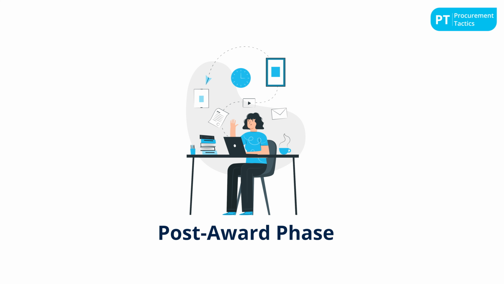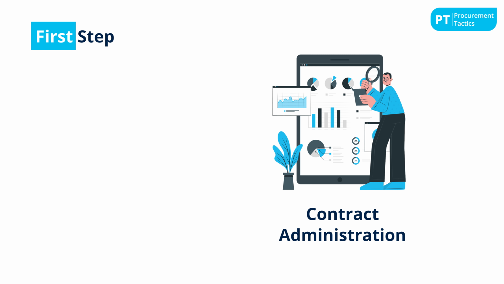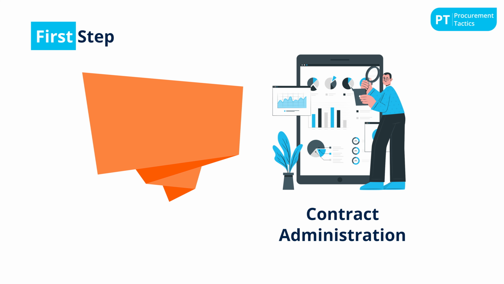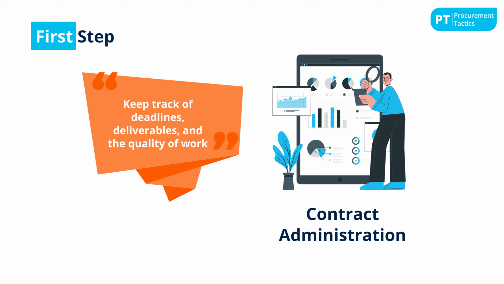After the contract is signed, the post-award phase begins. This is where you manage the contract to ensure everything goes smoothly. Here's what you'll focus on here. Contract administration. You need to monitor the contract to make sure all the terms are followed. Keep track of deliverables, deadlines, and the quality of work.